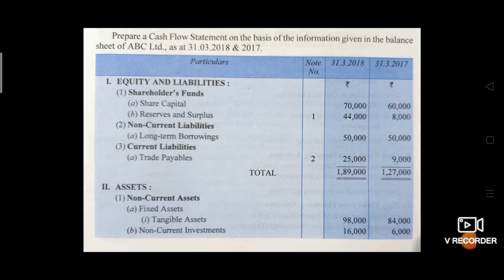Reserve and surplus 44,000 and 8,000. There is note given, so we will discuss this item when we read the note. Long term borrowings, there is no change in long term borrowings. Current liabilities, there is increase in trade payables. Note is given, means there will be sundry creditors and bills payable. Then asset side, non current assets, A fixed assets, sub point tangible assets 98,000 and 84,000.